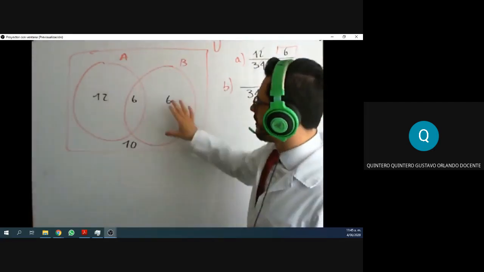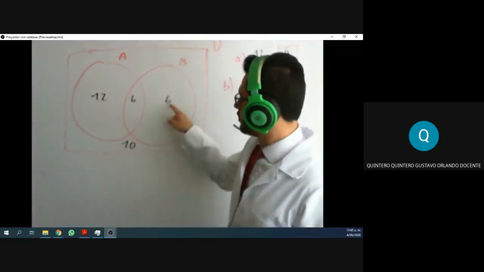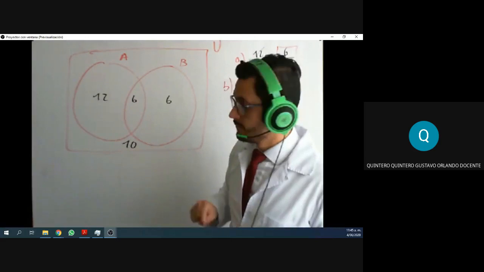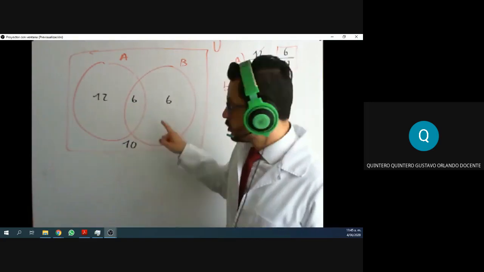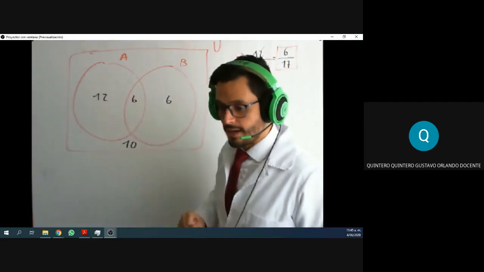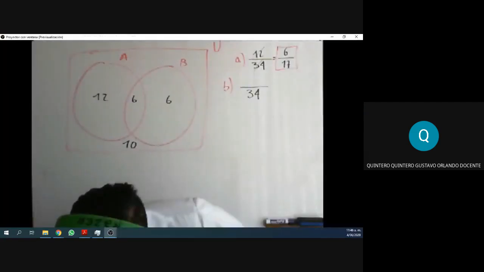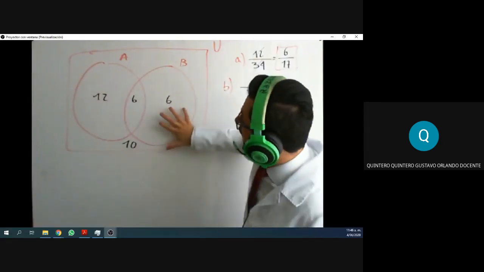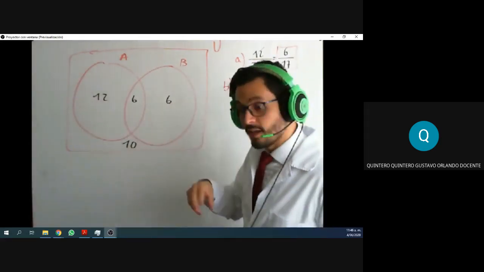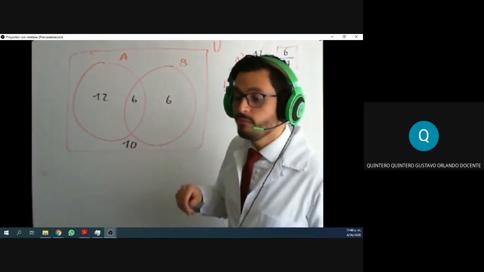So which of these numbers are not in A? Well, 6 and 10 are not in A, right? This 6 is not in A. This 10 is not in A. So we have 16 possibilities that are not in A. But is that the question? Let me see it again. Yes, not in A and not in both. All right. So these ones, 6 and 10, are the ones that are outside A. They are not in A. Beautiful. How many of those are not in both?